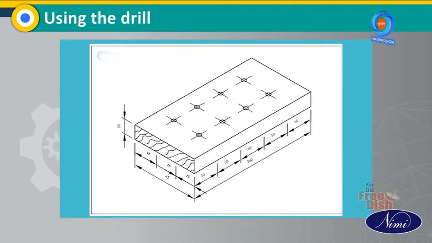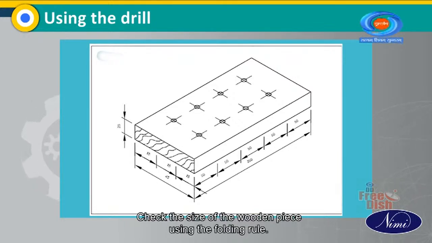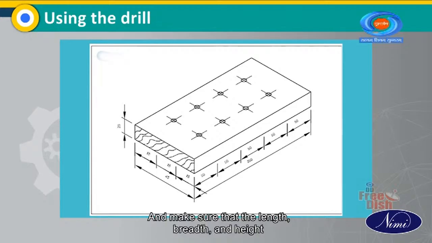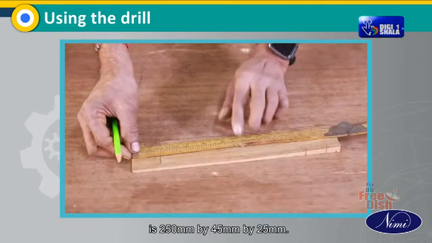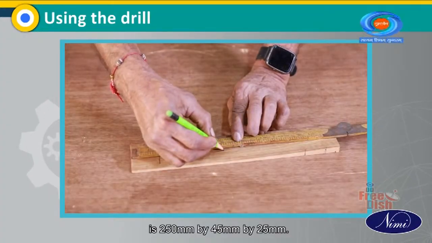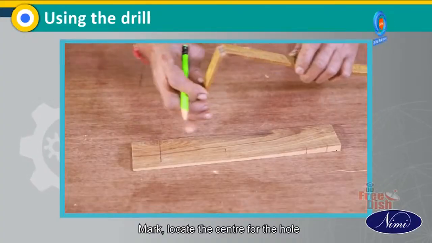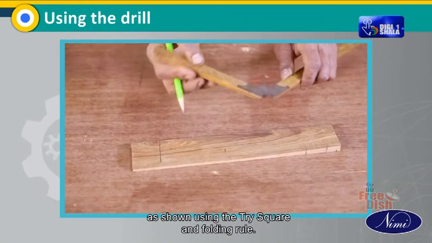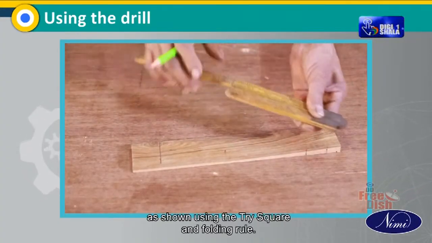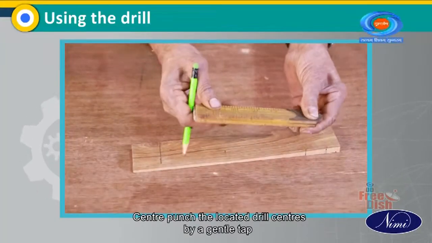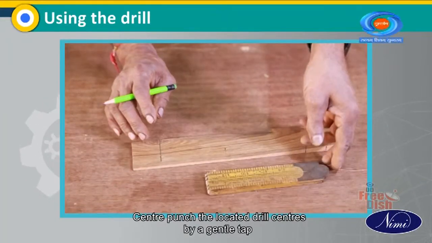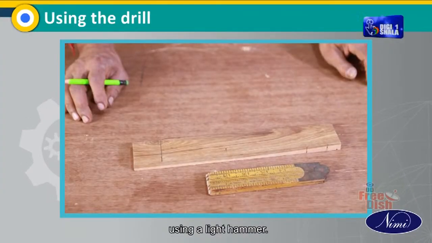Using the drill. Check the size of the wooden piece using the folding rule and make sure that the length, breadth and height is 250 mm by 45 mm by 25 mm. Mark, locate the center for the hole as shown using the tri-square and folding rule. Center punch the located drill centers by a gentle tap using a light hammer.